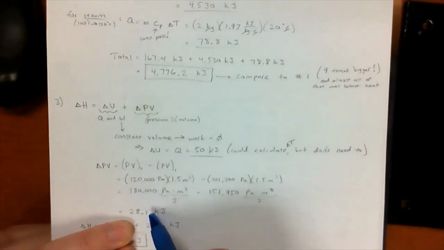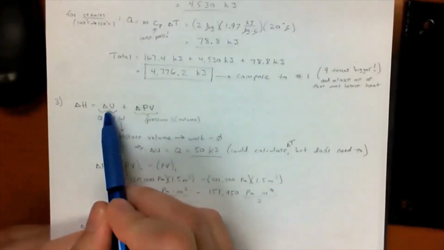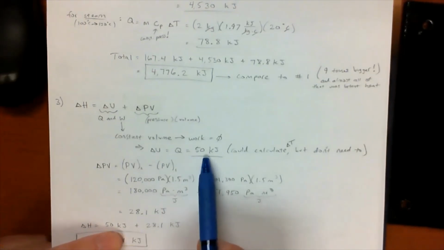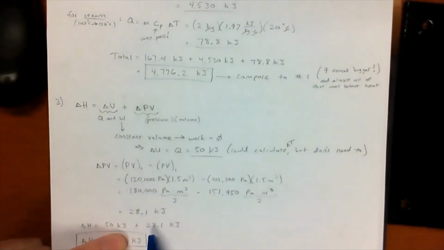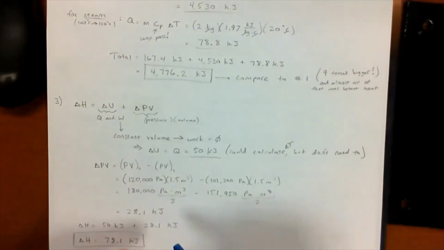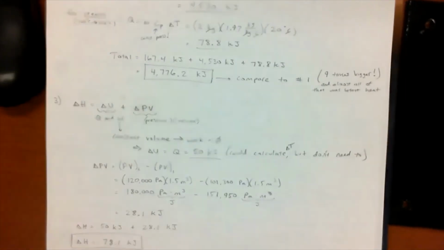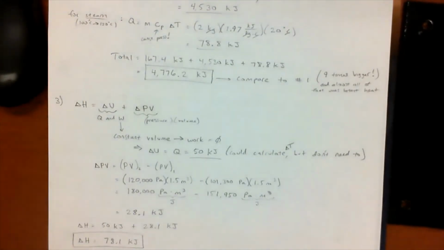So now all that's left to do is add these two together. We have delta U, we have delta PV. Delta U came from right here, it's 50 kilojoules. Delta PV came from right here, it was 28.1 kilojoules. So our change in enthalpy, kind of like the change in the total energy content of that system, is 78.1 kilojoules.